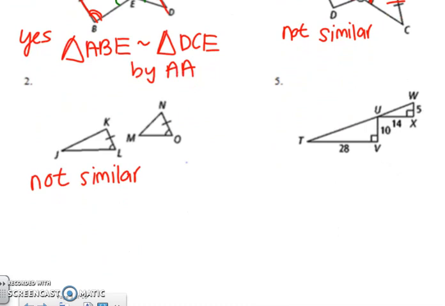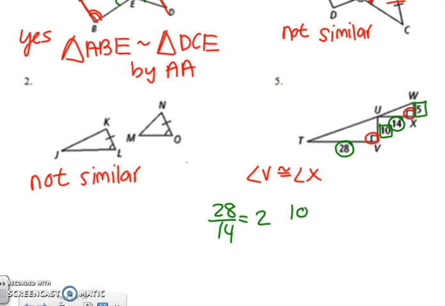All right, on number 5, I have a nice angle, which is good. So angle V is congruent to angle X. So maybe I should check side angle side. So let's see. Let's start with this bottom side and do 28 over 14. Again, you could do 14 over 28, but I would get 2. And then I need to check my other sides, 10 and 5. So 10 over 5 is 2. So my sides are proportional.